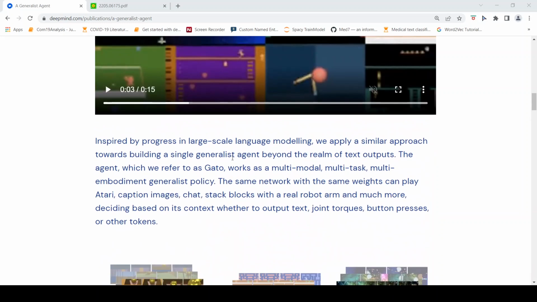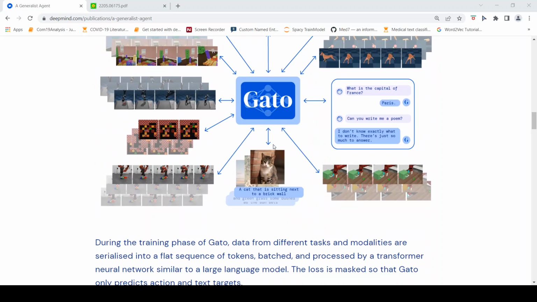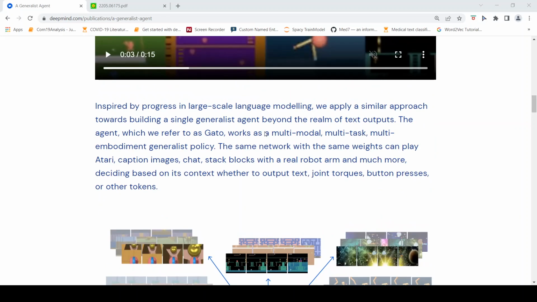So Gato is a generalist agent which can accept multimodal inputs. And it has a multitask, multi-embodiment generalist policy. What does it mean? The same network with the same weights can play Atari, it can caption images, it can chat, it can stack blocks with a real robot arm and much more, deciding based on its context whether to output text, joint torques, button presses or other tokens. So it is completely context based. You can have different inputs and, based on the input context, it can perform the necessary task. That's the key idea over here.